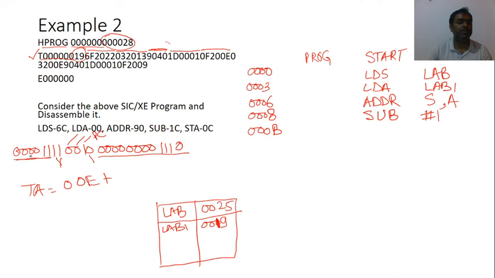And what is the instruction here? 0C. You can see here, if I append 0 here, it will be 0C, and 0C is STA. So the instruction will be STA, and this is a format 3 instruction. So the next address will be 000E, and that plus 000E will be 001C.